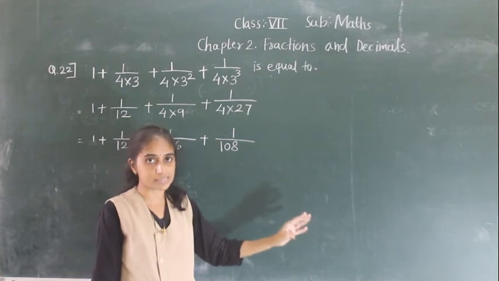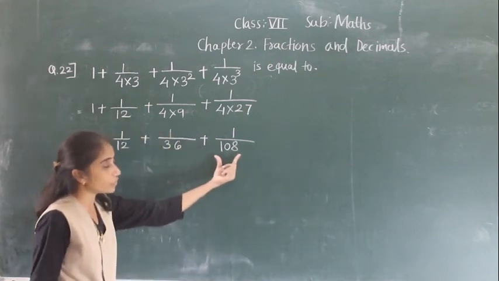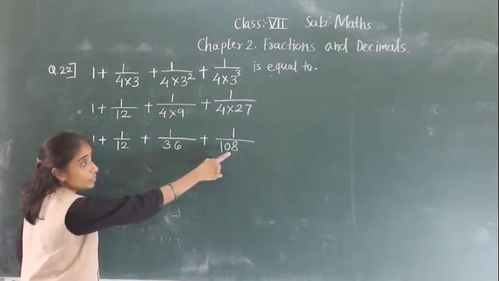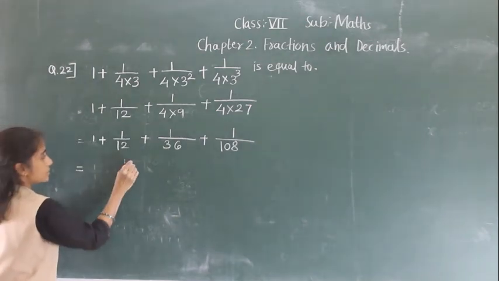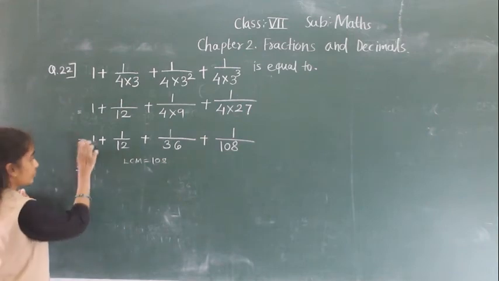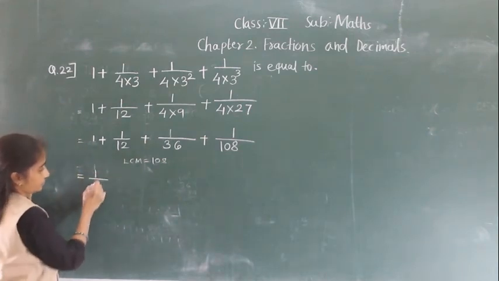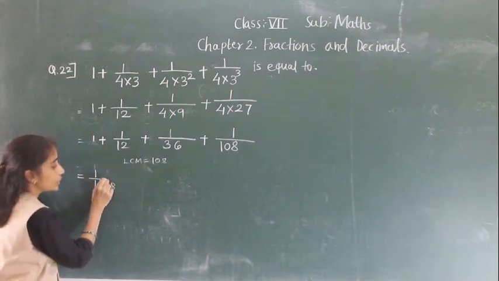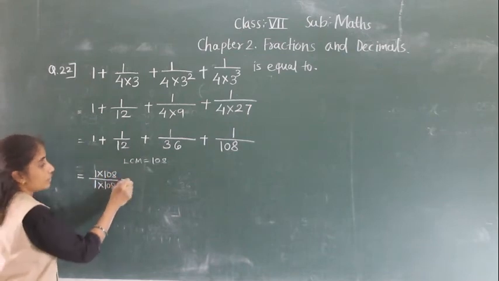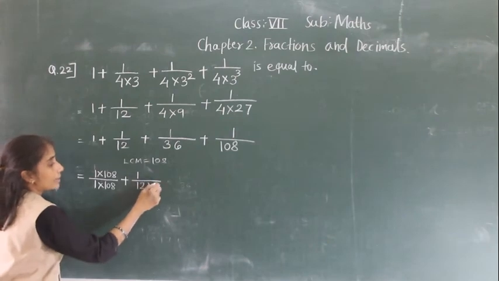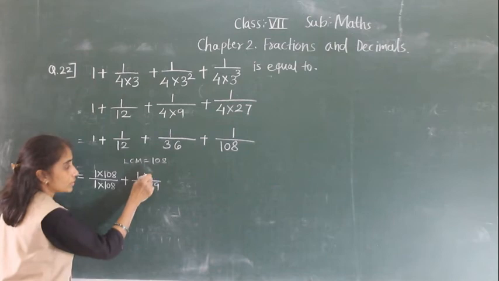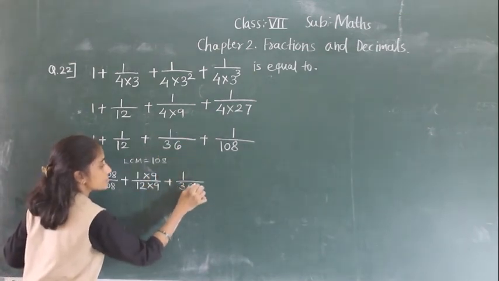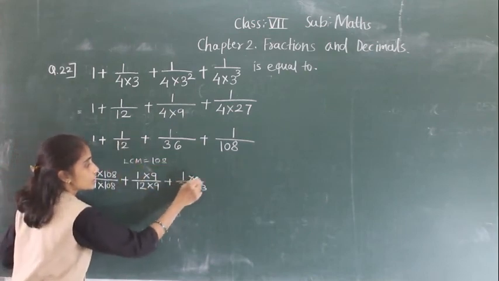LCM: we have various methods to find the LCM, but the easiest method I am now showing you. We have to take the first fraction's denominator and check whether this number comes in the other numbers' tables or not. So what is the LCM? 108 is the LCM. So right here now, the LCM is 108. Okay. Here 1 upon 1, no denominator means 1. So we need to make the denominator 108. So multiply by 108 to the numerator, plus 1 upon 12. 12 nines are 108, so multiply the numerator also by 9, plus 1 upon 36. 36 3s are 108. So here also multiplied by 3.